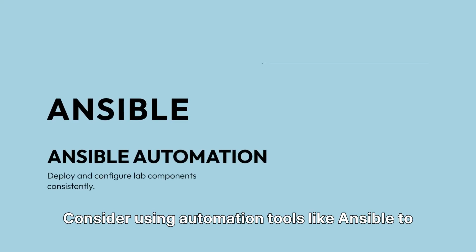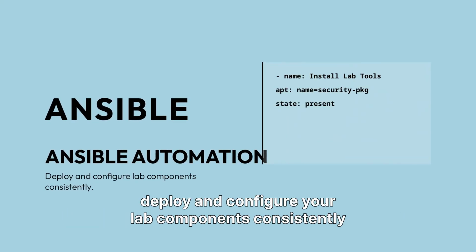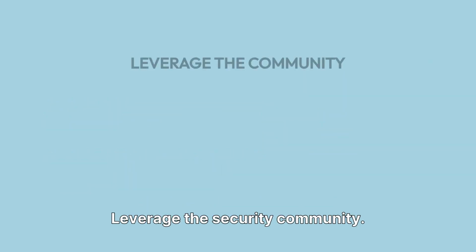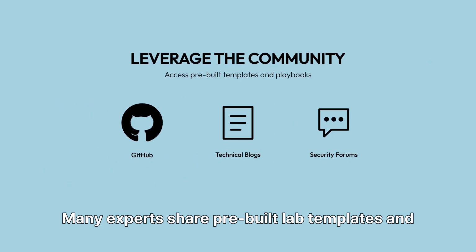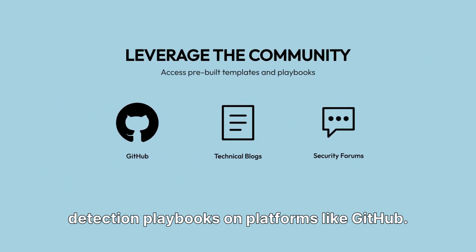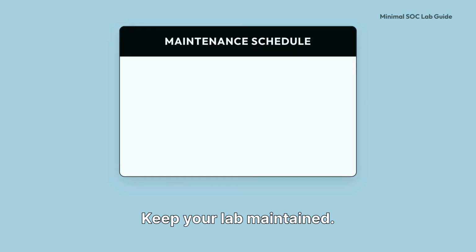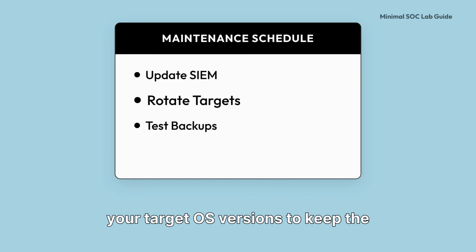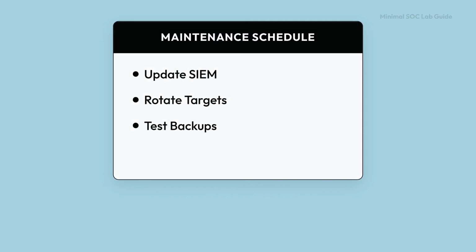Consider using automation tools like Ansible to deploy and configure your lab components consistently and efficiently. Leverage the security community. Many experts share pre-built lab templates and detection playbooks on platforms like GitHub. Keep your lab maintained. Regularly update your monitoring signatures and rotate your target OS versions to keep the experience fresh.